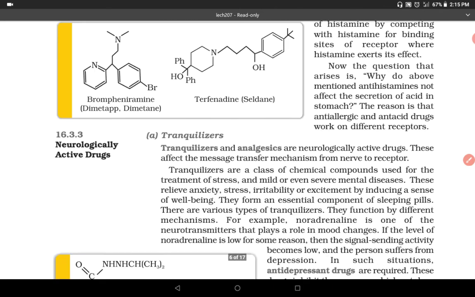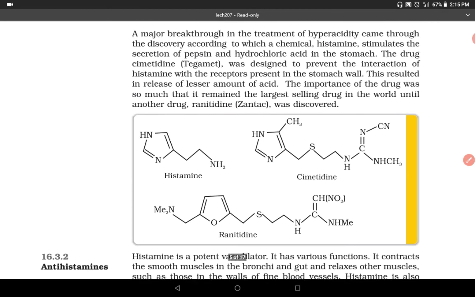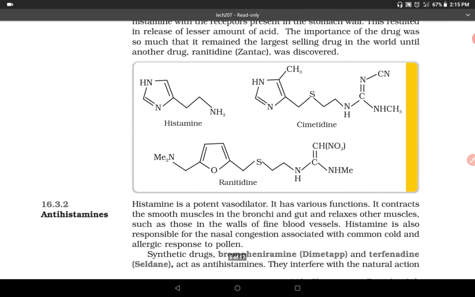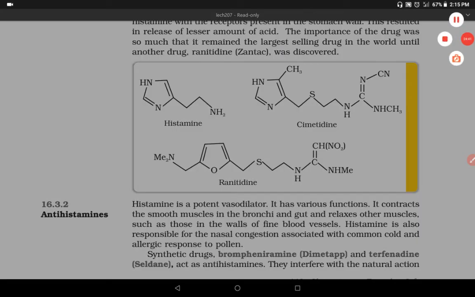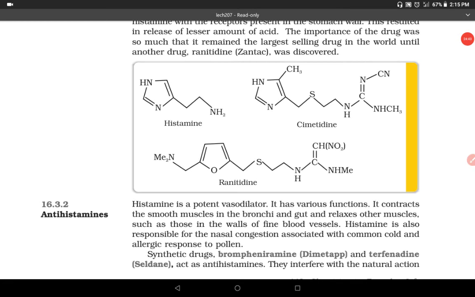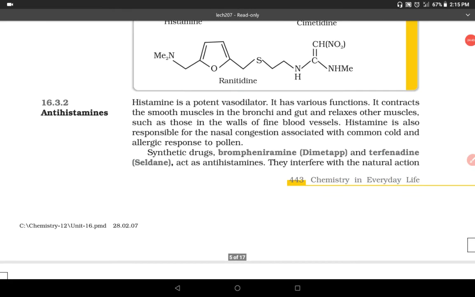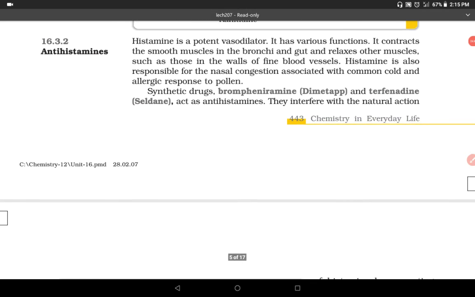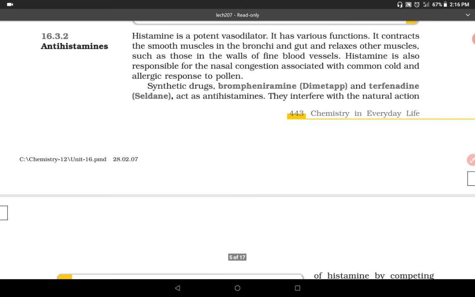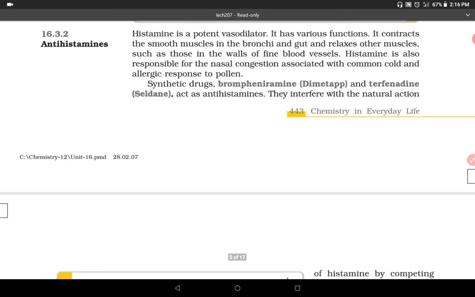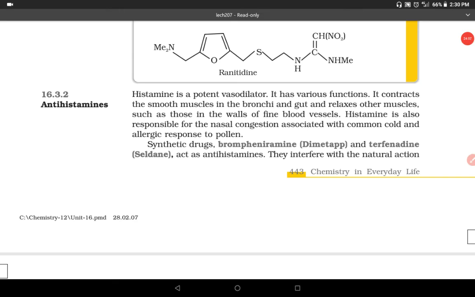Ranitidine, Zantac, was discovered. Antihistamines. Histamine is a potent vasodilator. Yes, histamine is a potent vasodilator.